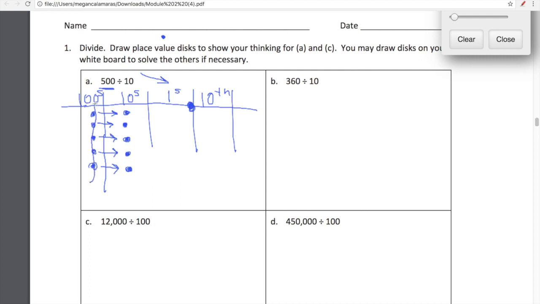We shifted 5 hundreds over one place value to the right because we divided it by 10. And now what do we have? 5 tens, which is equal to 50. So 500 divided by 10 is equal to 50. I imagine a lot of you are thinking, I already knew that, Mrs. Calamaris. Yes, I know. But this visual is important, and modeling this is giving us a deeper understanding as to why 500 divided by 10 is 50.